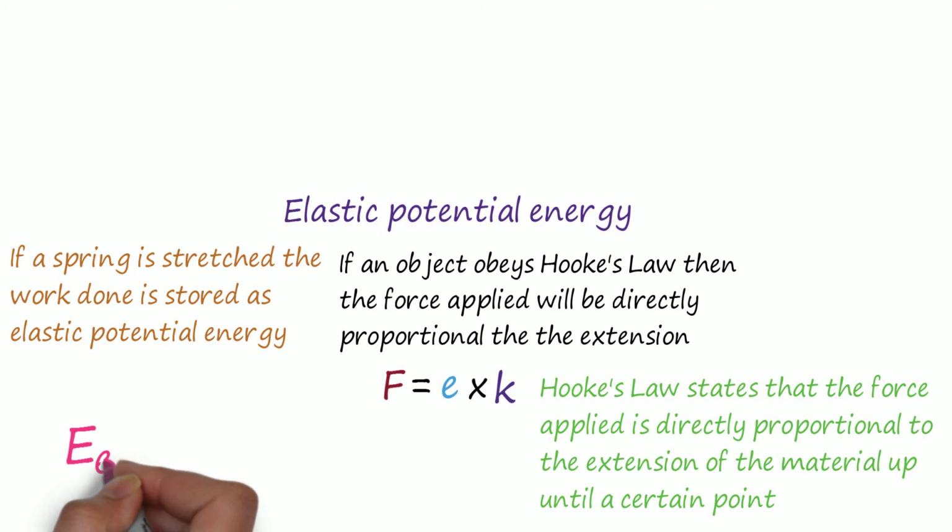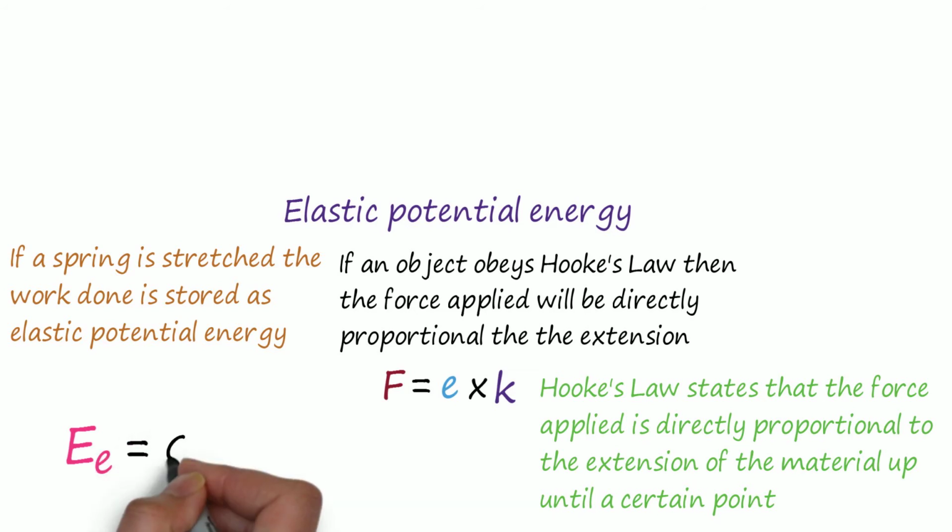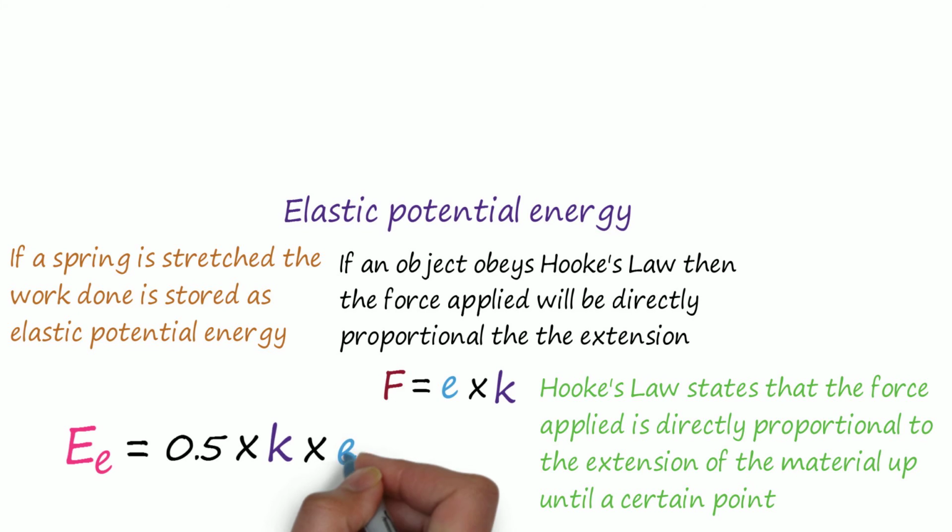Using Hooke's law, we can make an equation for elastic potential energy. This is the elastic potential energy, measured in joules, equals a half times the spring constant k, measured in newtons per metre, times the extension squared, measured in meters squared.